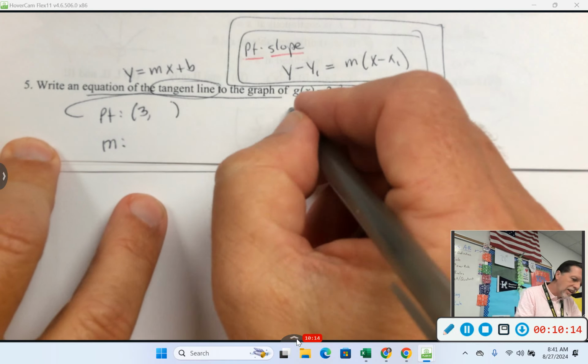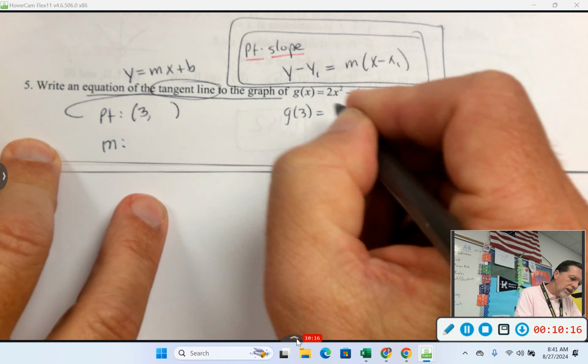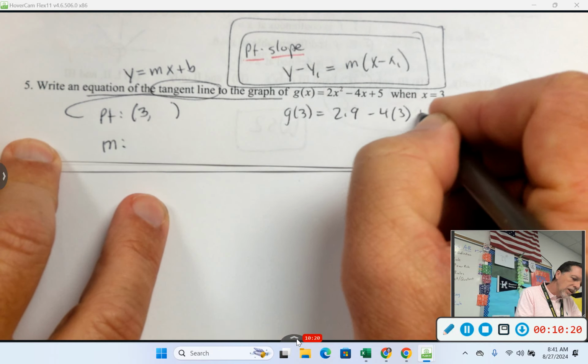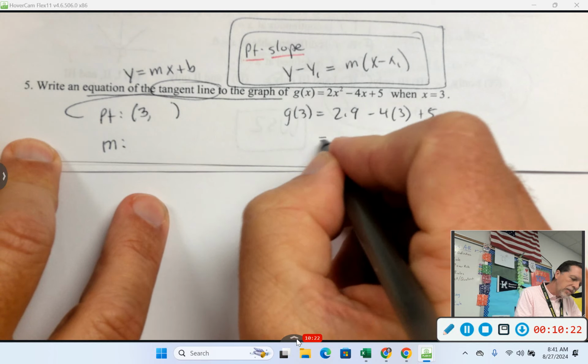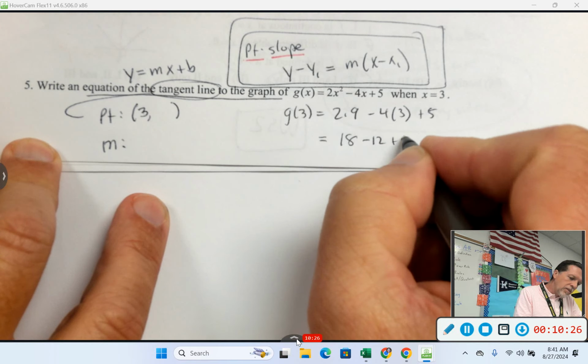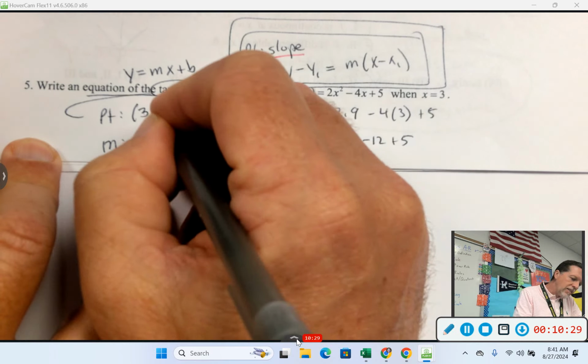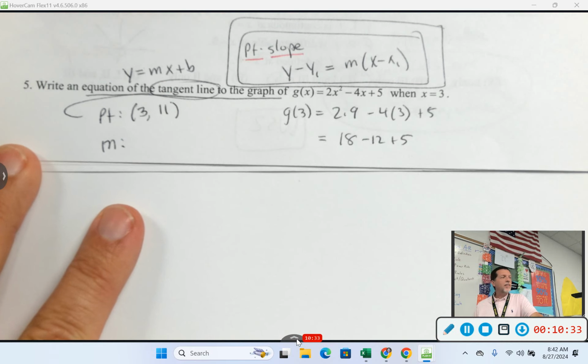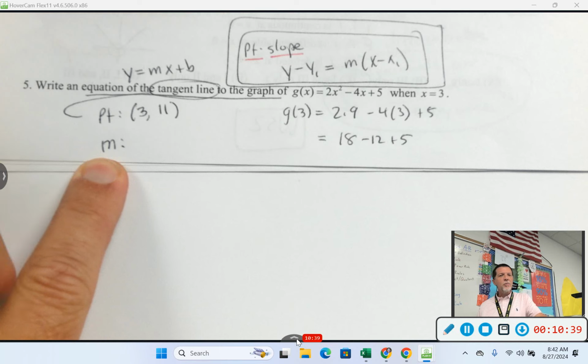Plug it in. So g of 3, 2 times 9 minus 4 times 3 plus 5. 18 minus 12 plus 5, 6 plus 5 is 11. So that's like algebra 1 part of the problem. Given the x, find y. Plug it in. How am I going to find the slope of the tangent line?